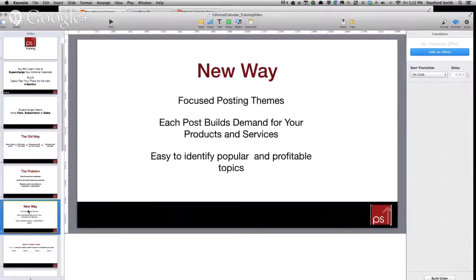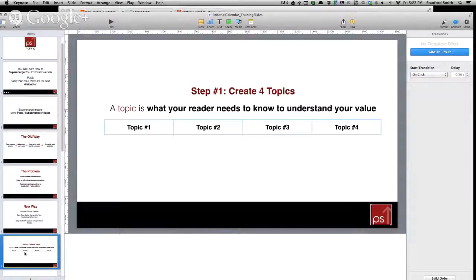Okay, so the new way is, first of all, I'm going to show you how to have focused posting themes. So your blog posts will be focused around themes that will do the second part of this, which is build demand for your products and services. The third thing that the new way of doing this editorial calendar is going to do is make it a lot easier for you to take a step back and see which topics are working well and which topics are not working as well. So let's dive in and take a look at how to go about doing that.